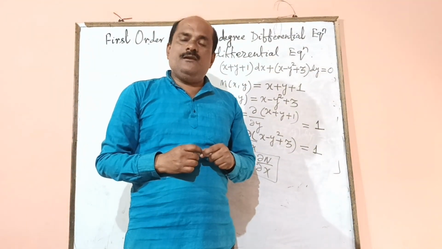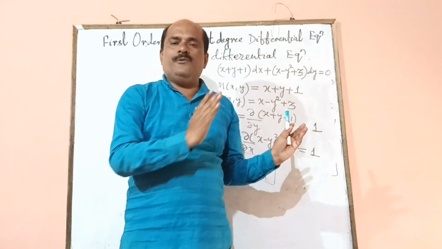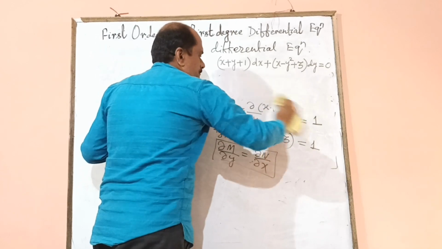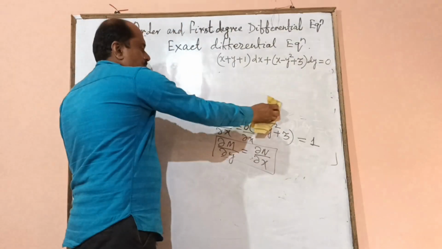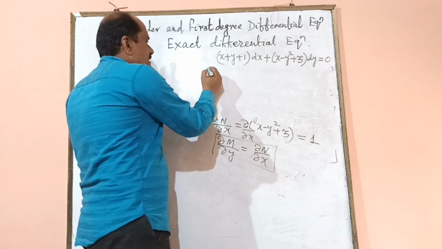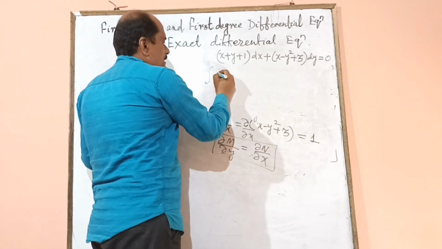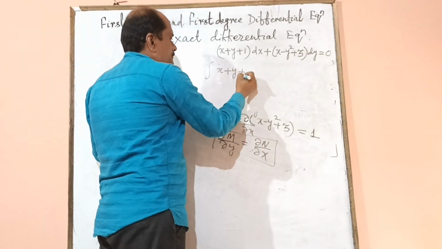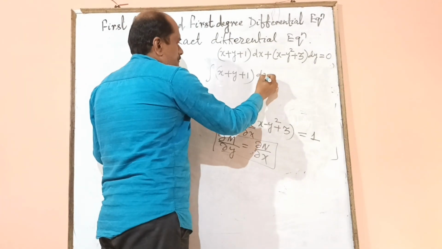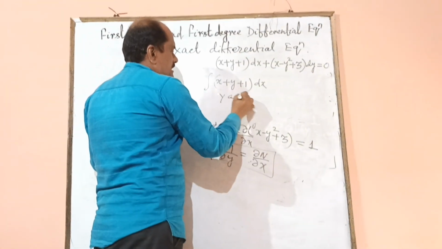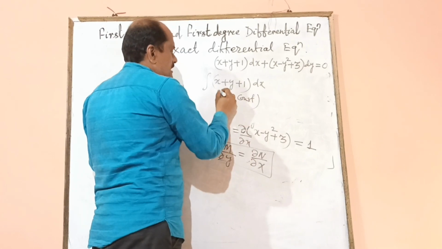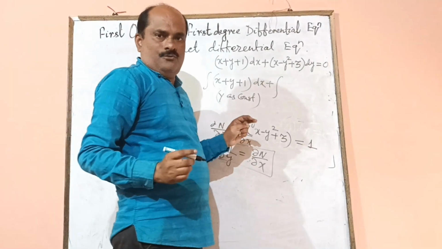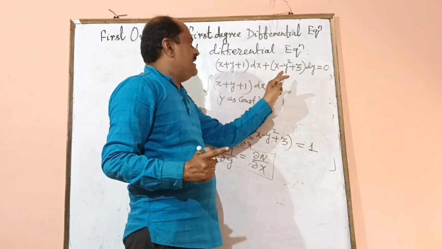Now we get the solution. The formula I already told you before. So the required solution is integration of M(x,y). Here what is the value of M(x,y)? x plus y plus 1, treating y as constant. We treat y here as constant. Plus integration of N(x,y), those terms we take which do not contain x.